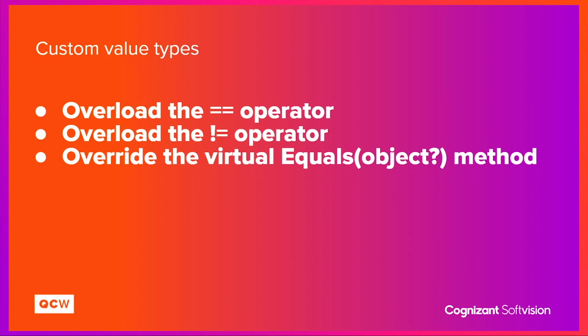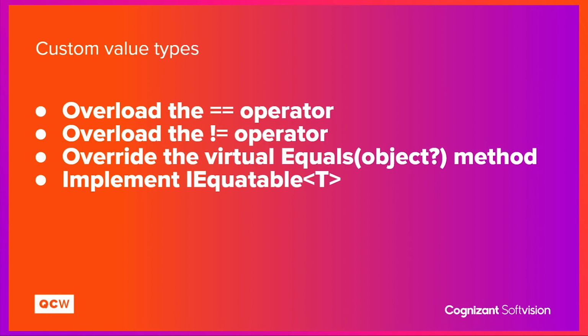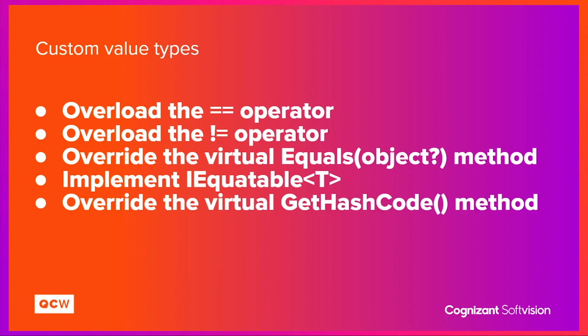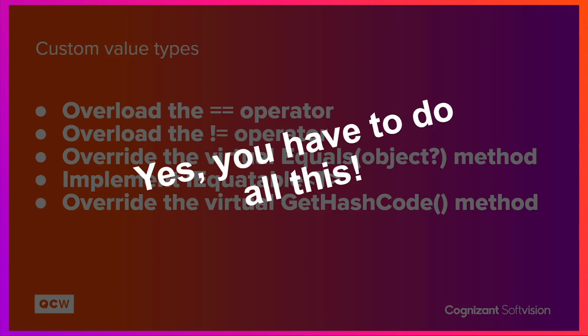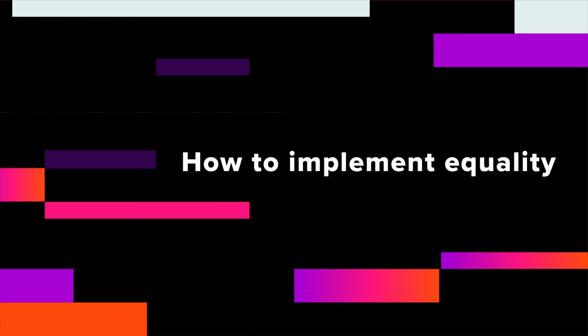So we want a type safe equals. That's where the IEquatable of T interface comes into play. It defines a single method called equals that is type safe. And lastly, overriding the virtual equals method implies overriding the GetHashCode method, because if two variables are equal, they must return the same hash code. Yes, you must implement those 5 methods. It's a best practice that you should follow every time you define a custom value type.